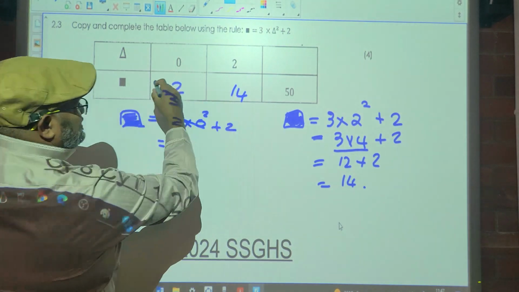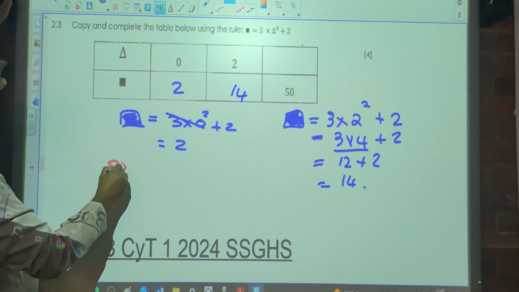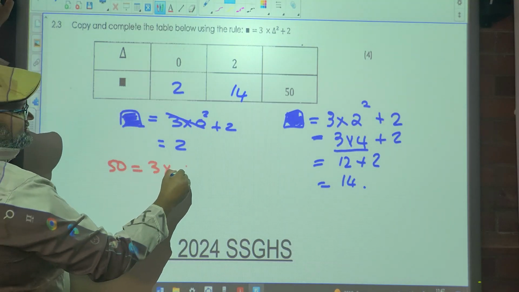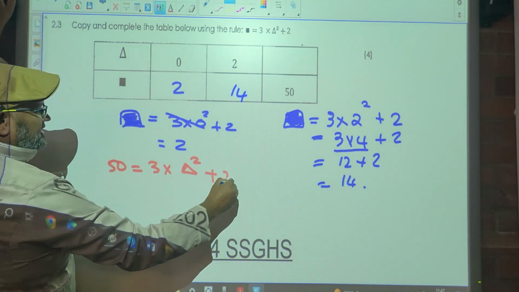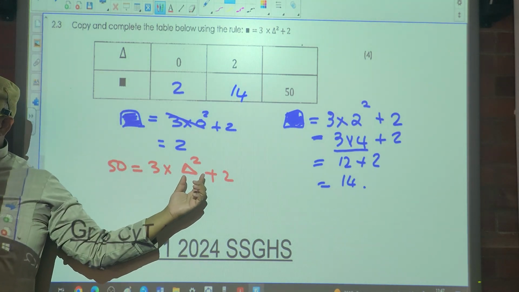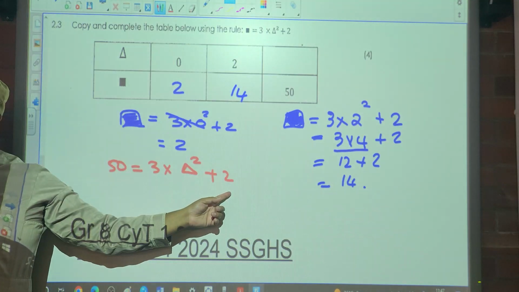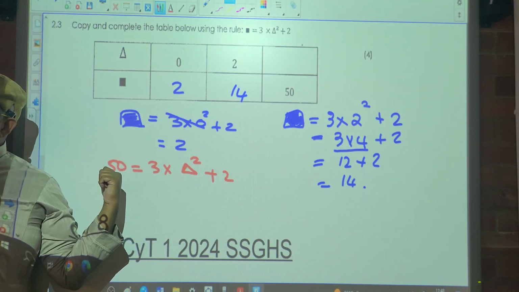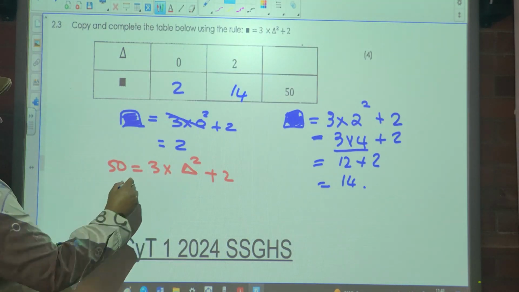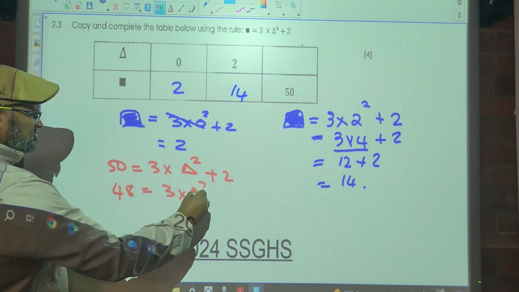Now you see here, your square is now 50. So 50 is equal to 3 times your triangle squared plus 2. The idea is to solve for the triangle here. So how do I get rid of this 2? Minus 2 on both sides. So 50 minus 2 is 48, which is equal to 3 times the triangle squared.